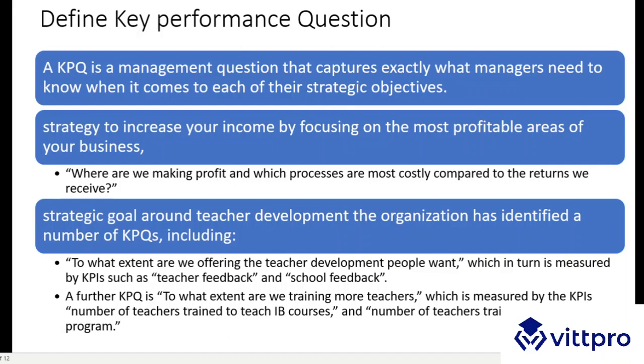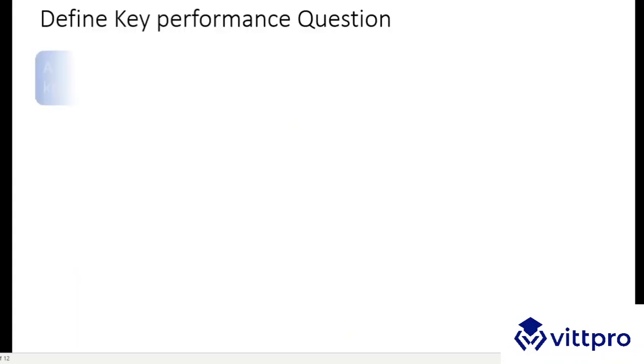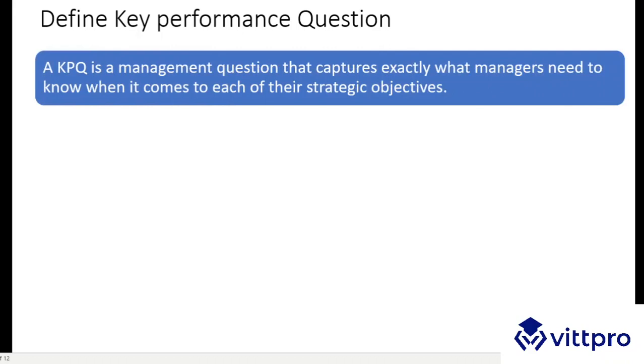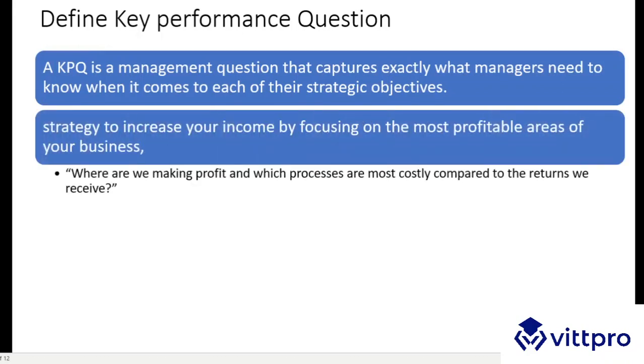So the idea is, once you have defined your purpose, your customer, your mission, vision, and your strategy documents, then you will ask about the key performance question. What kind of question are you going to ask yourself as a manager, so that you will then be able to answer it with an indicator?